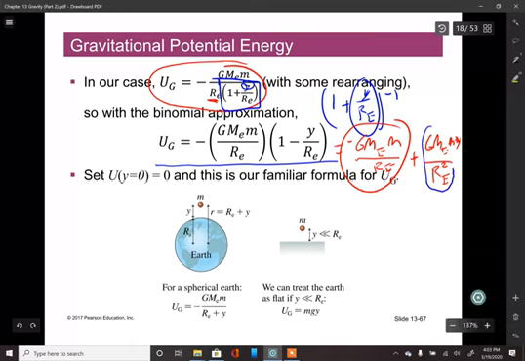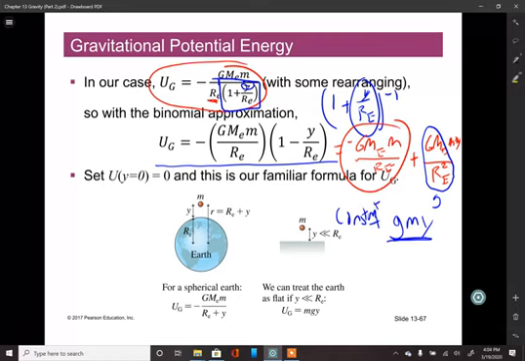And this you should recognize from the previous day. This is what we defined as little g. And so this is mgy plus a constant. And so that's why we can write near Earth's surface the potential energy as just mgy. So as long as you're close to Earth's surface, you can keep using the old way. If we're not close to Earth's surface, you have to use this new, slightly more complicated thing, right? And that's what is described right here.